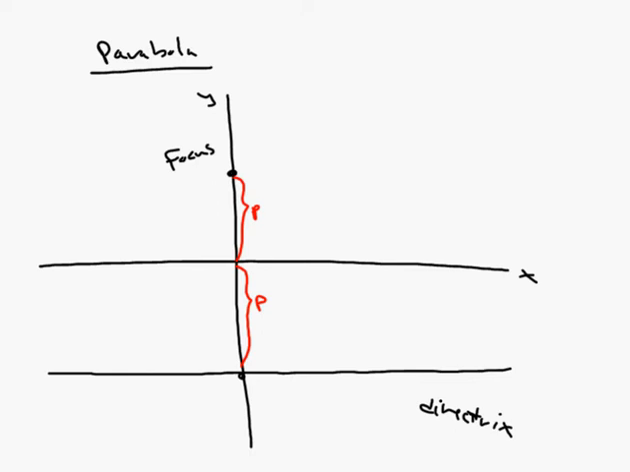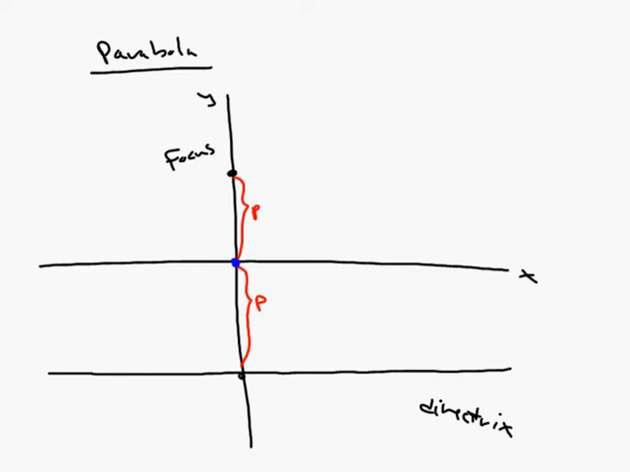All right, so if we're going to start by trying to figure out points that are equidistant from both of these things, the origin is the first natural point to pick. You pick that point there, right? It's p units away from the focus. It's also p units away from the directrix.